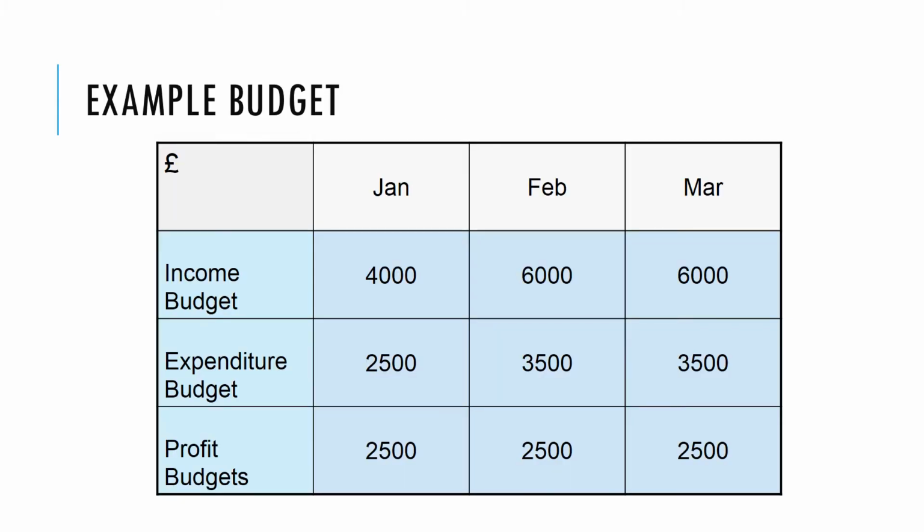So here's an example of what a budget might look like for a business. This might be their plan or their target for a 3-month period. So in February, they're planning or targeting £6,000 in income. They're planning not to spend more than £3,500, and so their planned level of profit, their profit budget, is £2,500.